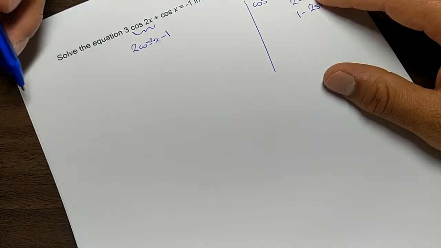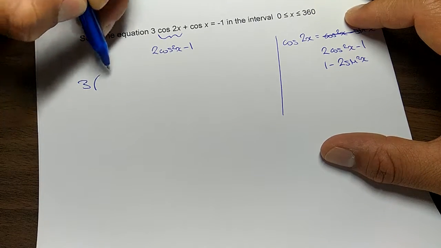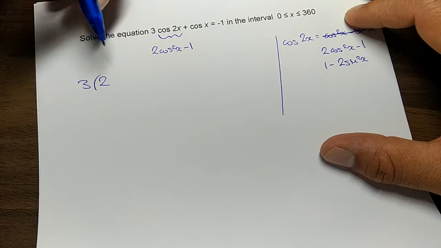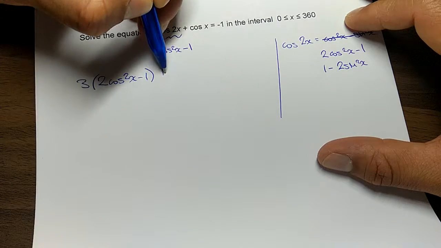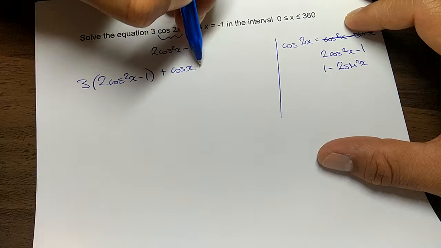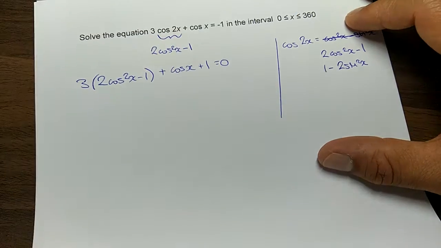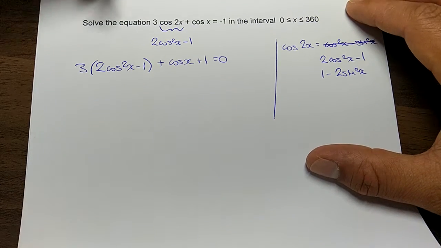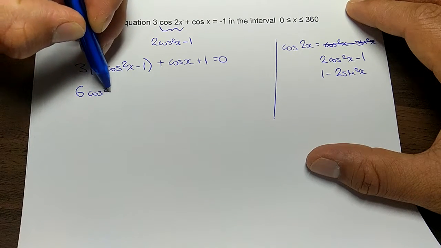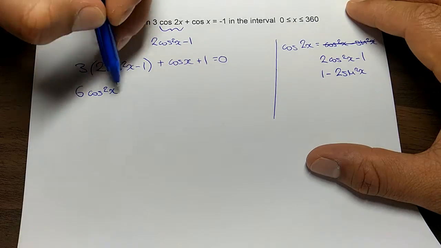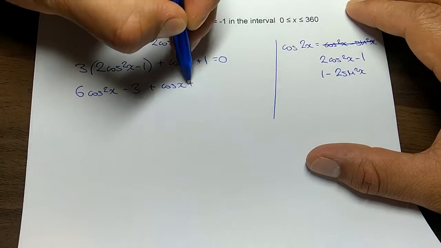So, taking that into the question, we would have 3 brackets, replace that with this, 2 cos squared x minus 1, plus cos x, and I'm going to bring my -1 over, make it a +1, as we can see there. Okay, so now I'm going to multiply out, so 3 times 2 cos squared x gives me 6 cos squared x. 3 times -1 gives me -3. I have a plus cos x and a +1.